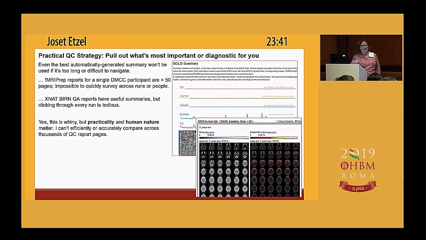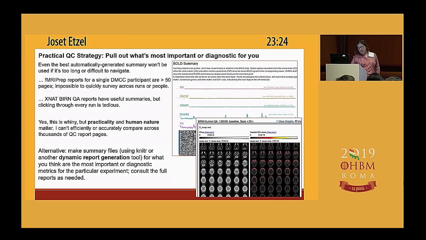That sounds whiny, and maybe I'm just lazy with my mouse, but it's also human nature. I can't mentally remember across 1,000 pages of output how the movement was looking in relation to my task. I just plain can't do it. So the alternative that we found works really well is to use these dynamic reports.